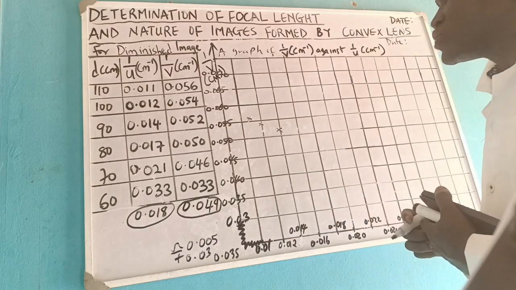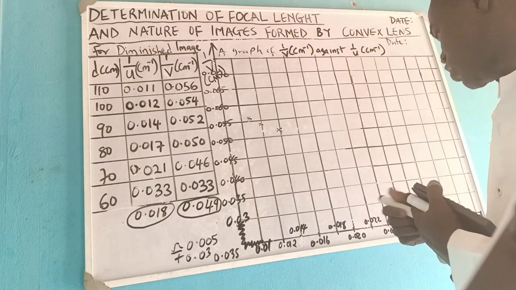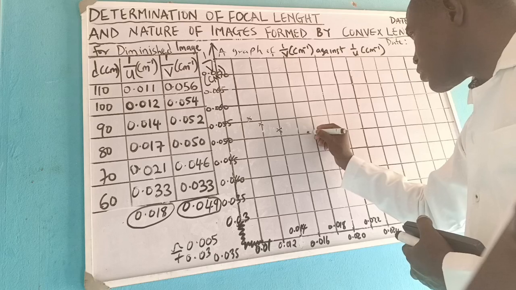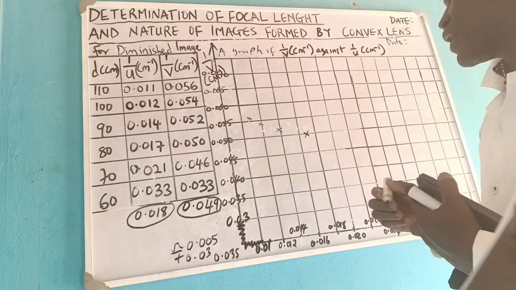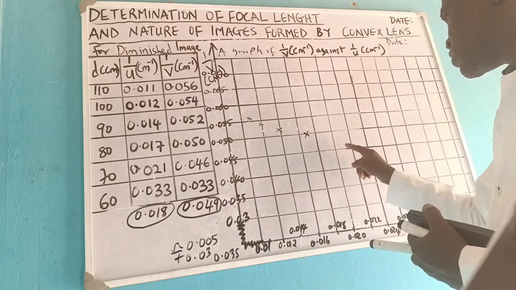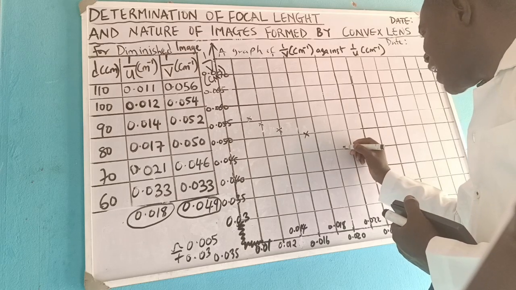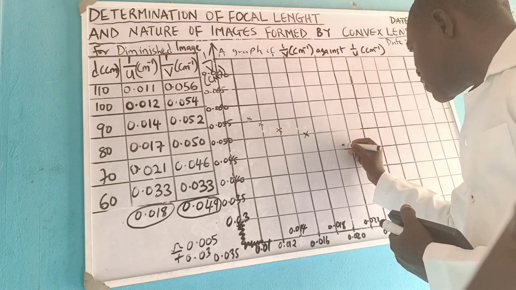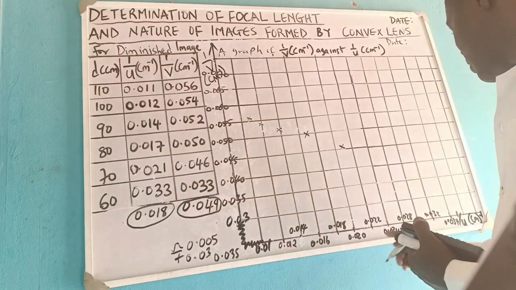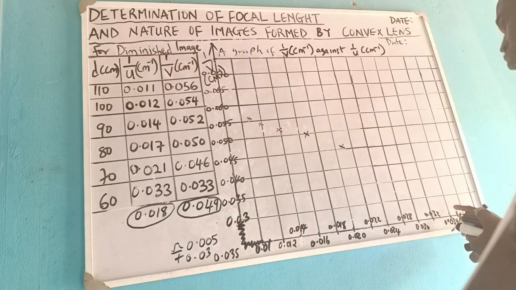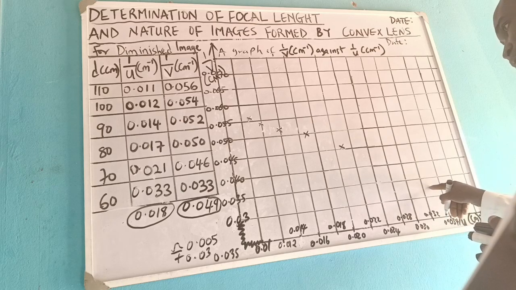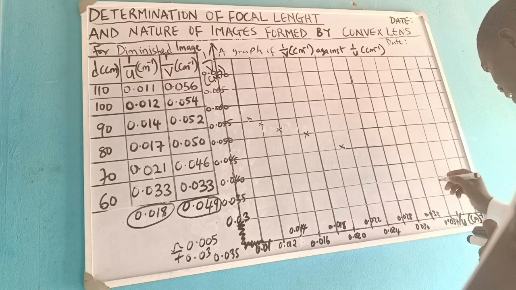Okay. We go again. 0.017 against 0.05. 17 should be here at the middle. Okay. 0.021 against 0.046. You now have it here. Then 0.033 against what? This is 33. So that should be around here.